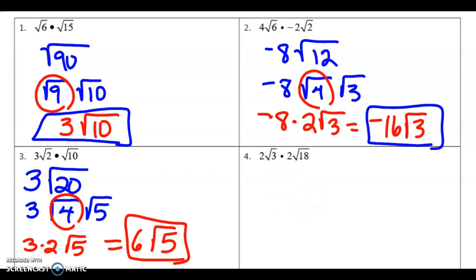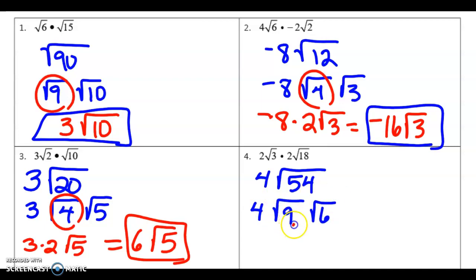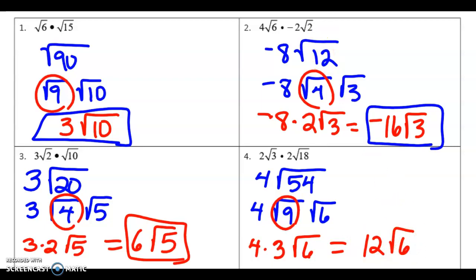And again, why is that all of a sudden we have that pen come up? Who knows? 2 times 2 is 4. 3 times 18, I know you know that, is 54. And then the highest perfect square that goes into 54 is 9. Square root of 9 is 3. So that's 12 root 6.